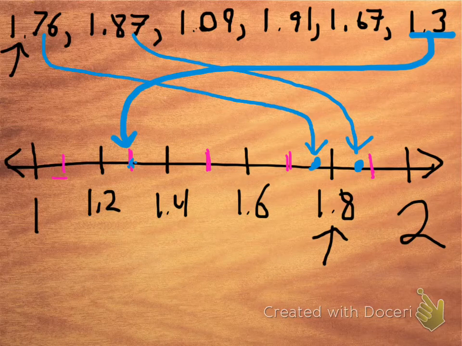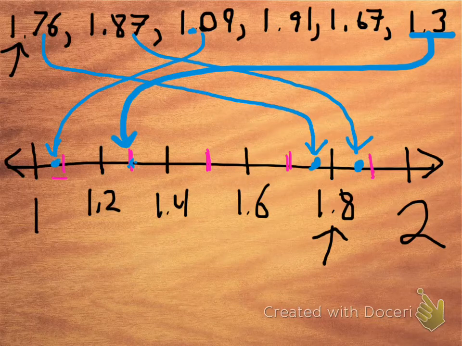1.09. And again, that decimal's a little hard to see. Let me make it a little darker. 1.09. Well, 1.09 is a little bit less than 1.1, so that's going to go right here, really close to that pink line, but not quite touching it.